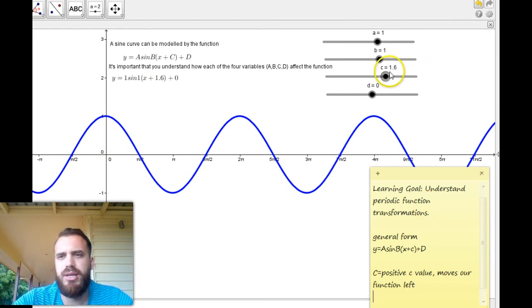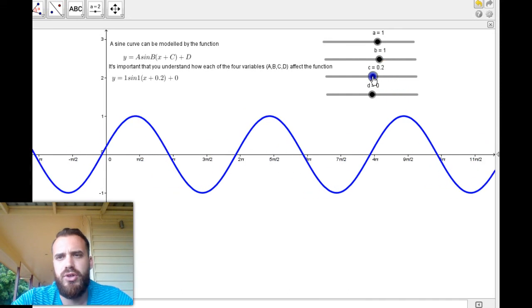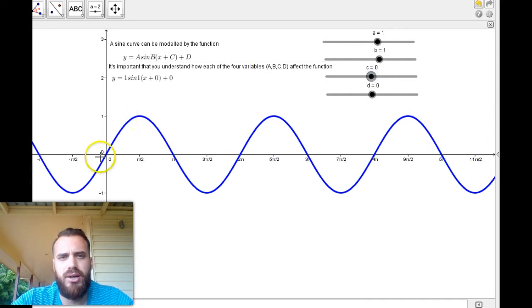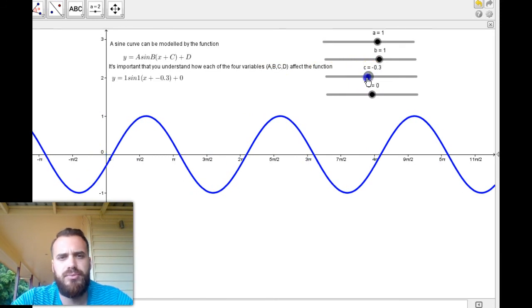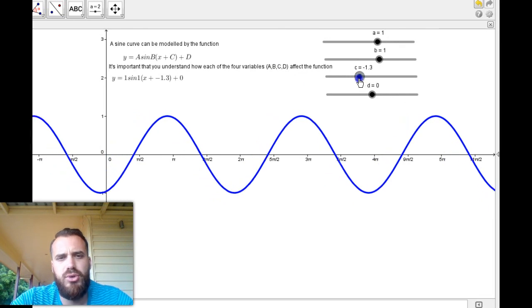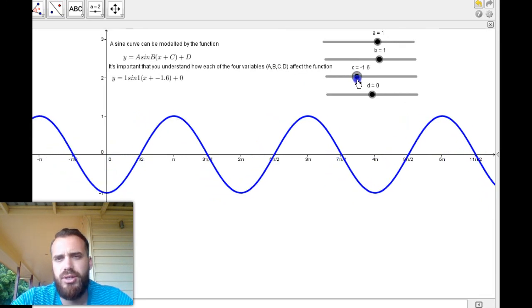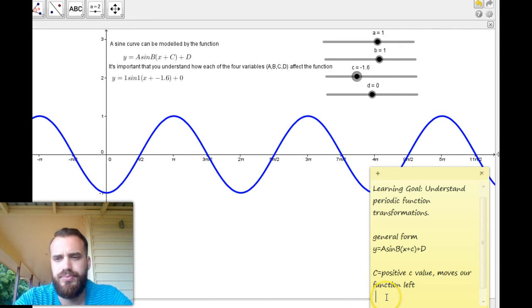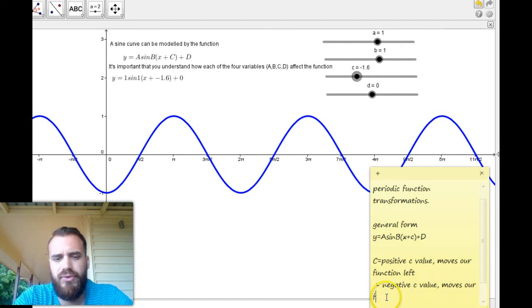Now, you can probably guess what a negative c value is going to do. First of all, let's move back to our starting position. There we are at our starting position. Now, if I move my c value in the negative direction, you can see our function moving right. So a negative c value, a negative c value of 1.6 using the same example, moves our function right.